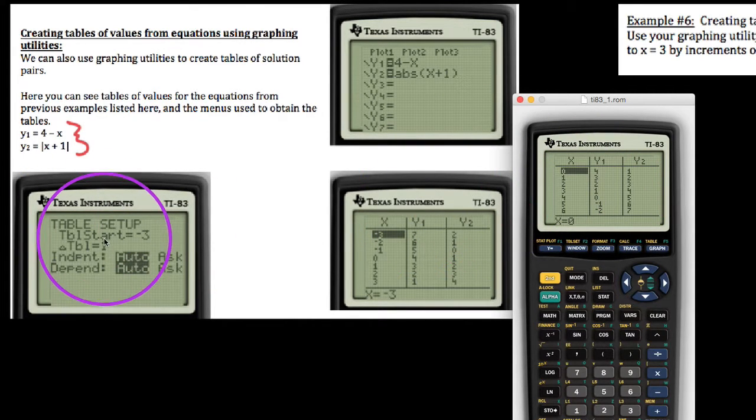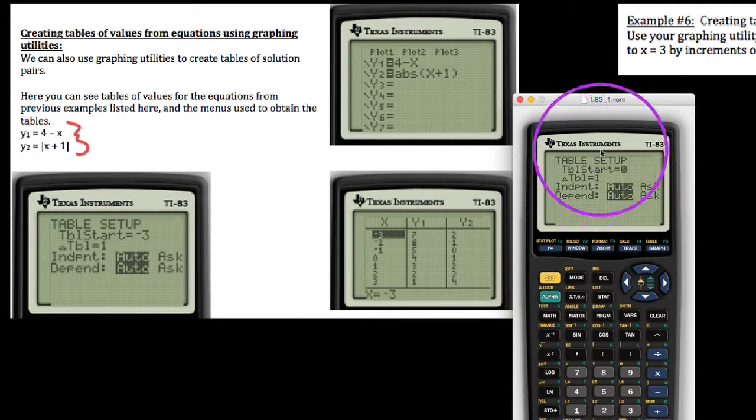So what I want to do is show that you can start your table in different places by going right behind window. Just like you can change your graph setting window, you can change your table setting by going right behind window and going to table set. And really the question they're going to ask is: where do you want your table to start? I had my table starting at 0. What if I did want to start it at negative 3? All I have to do is type in negative 3.